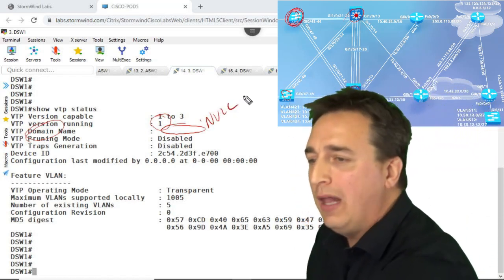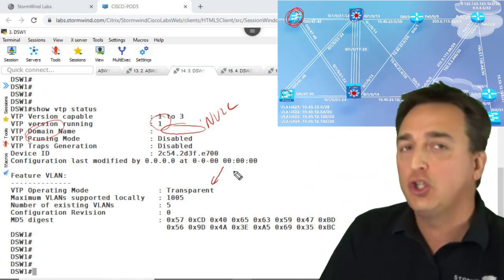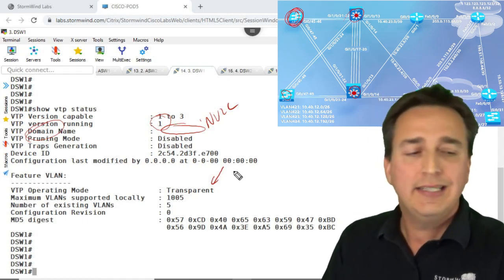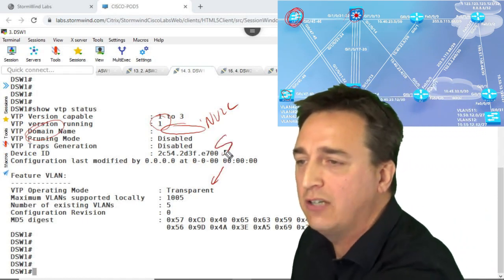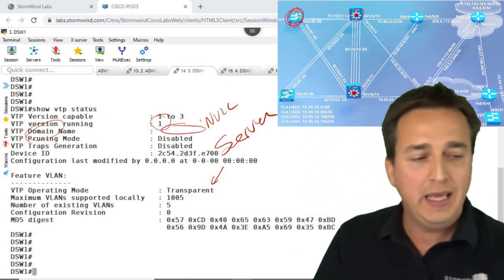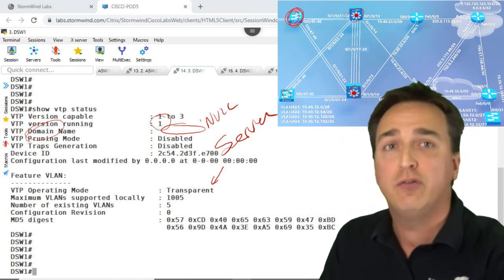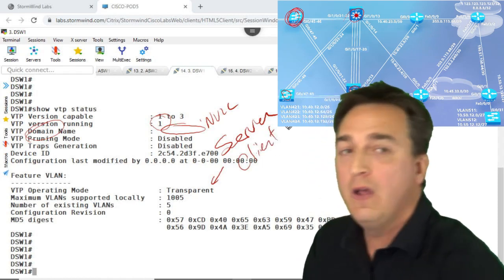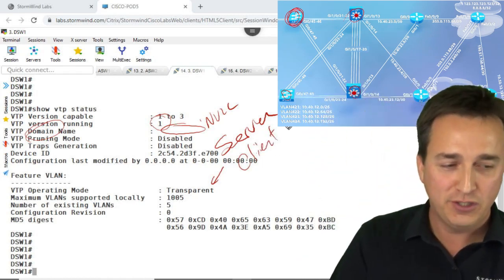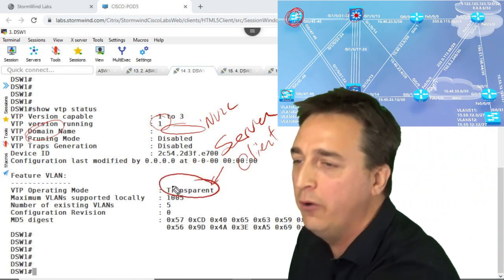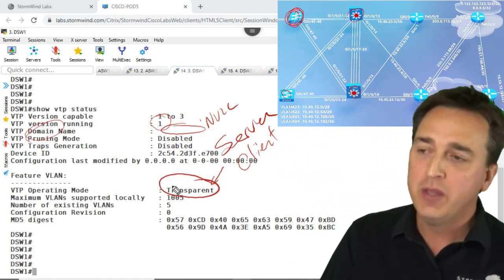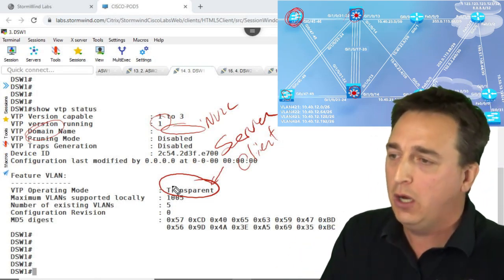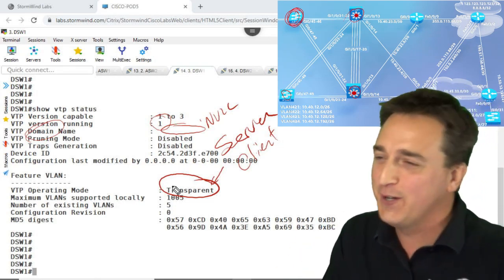We need to be well aware of the different modes. So right now we're in transparent mode because it's been configured that way on this switch. But what is the default mode? The default mode is actually server. And server behaves a very certain way. That behavior is important. There is client mode as well. Client mode behaves a very specific way, which is important. And then transparent mode has its own behavior. So understanding the different behaviors here of these different modes will be needed for your success.